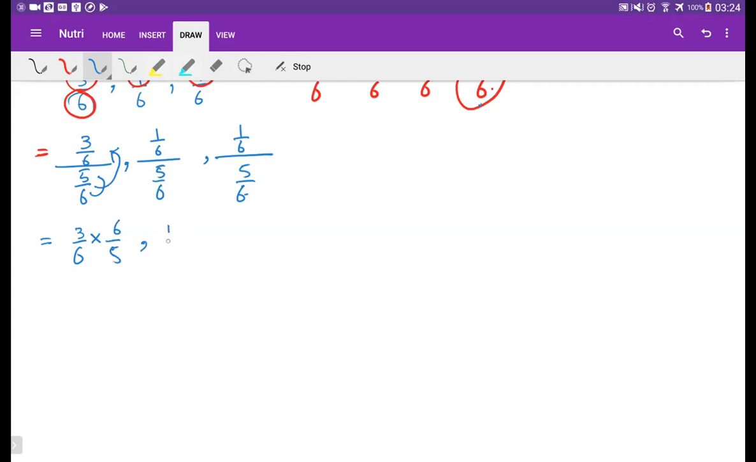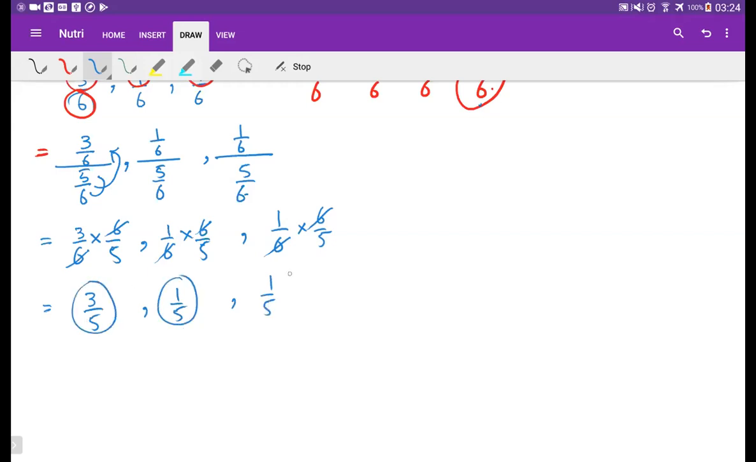And here it will become 1 upon 6 multiplied by 6 upon 5, and here again 1 upon 6 multiplied by 6 upon 5. So 6 is gone, 6 is gone. Here we are left with 3 upon 5, here 1 upon 5, and here 1 upon 5. So these are the new distributions. If you take the overall sum of these three, 3 by 5 plus 1 by 5 plus 1 by 5, because all denominators are the same, it will be 3 plus 1 plus 1, which is 5 by 5, which equals 1, so which is good.